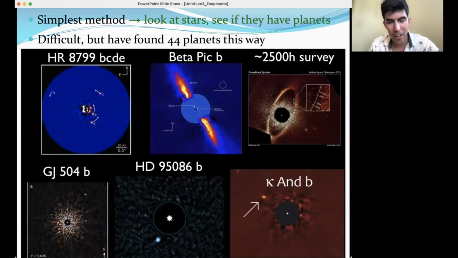So what do they look like? Well, we don't have great images of them because they're really, really hard to see. Because we're so far away, it makes them appear relatively close to their star. And oftentimes, the image of them will be drowned out by the light that is coming from their local star. However, we have been able to identify 44 different planets from direct observations.